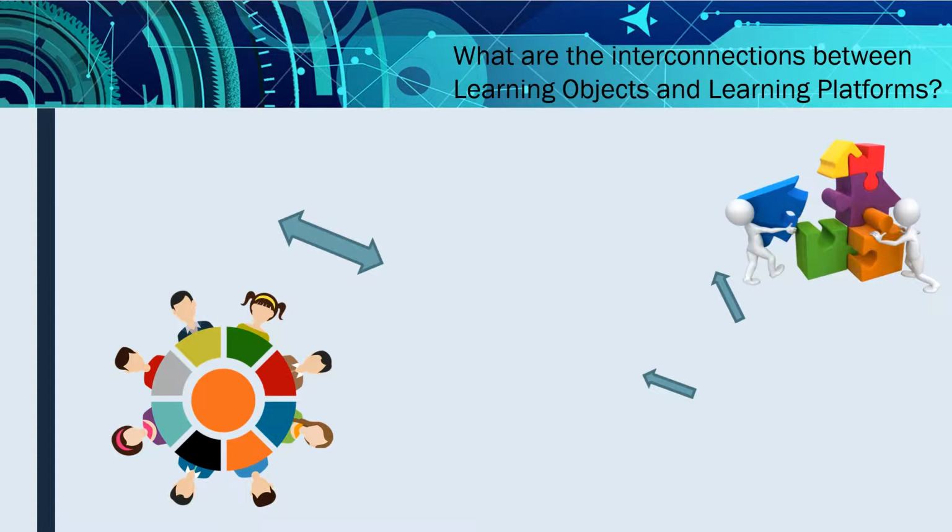Learning objects and learning platforms are interconnected in many ways. For example, learning objects can form part of the learning platform, but can be used independently from the learning platform and be used elsewhere. However, the learning platform needs the learning objects to function. The learning objects provide the context and the interactive environment in which learning occurs.